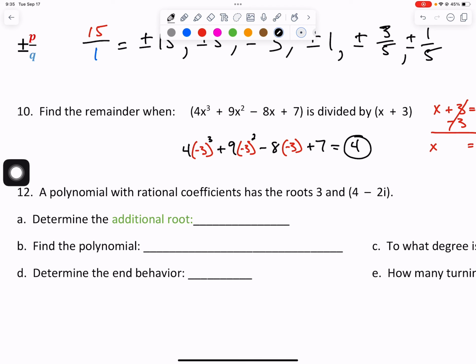Number 12, yes, I ran over 11, and I'll tell you what, 12 is a grind too.